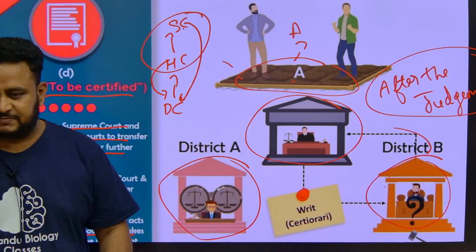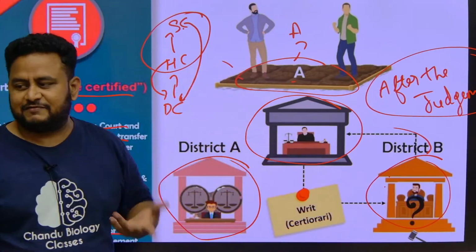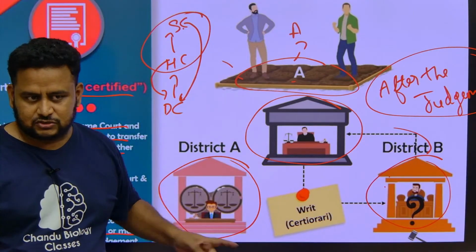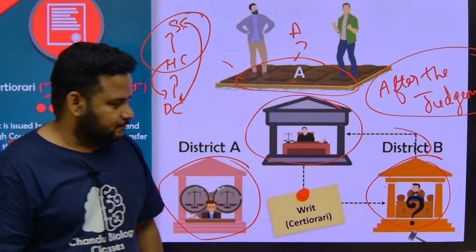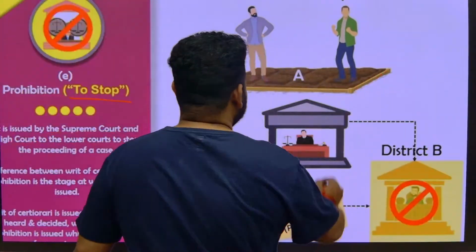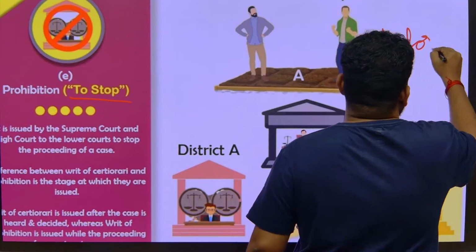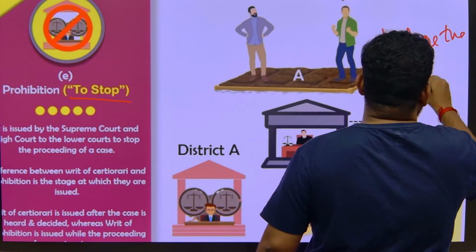That is after the judgment. He is thinking that even in district B he will win the case. After losing, then he will go to the higher court. So that is the meaning of certiorari. But here, in prohibition, it is before the judgment.